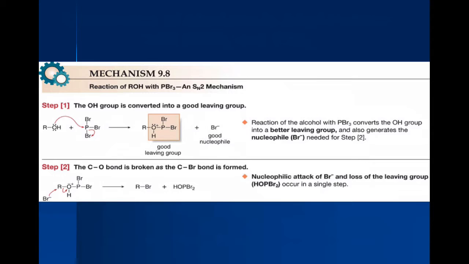Phosphorus tribromide is fairly similar. The oxygen reacts with the phosphorus. We know we've got a strong phosphorus-oxygen bond. One of the bromides leaves. You end up with this molecule. You've got a good leaving group.